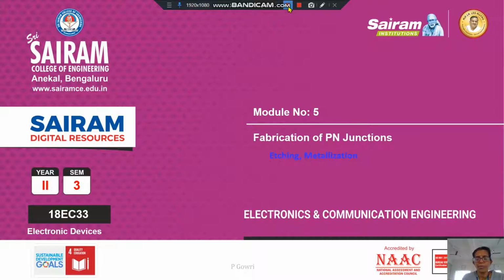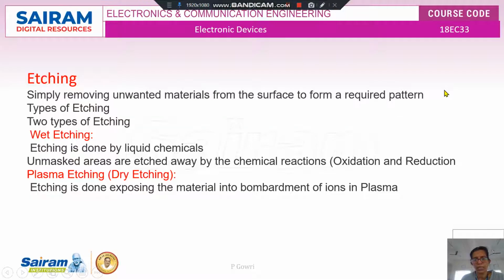So in the previous video in photolithography we have discussed a little bit about etching. So what is meant by etching? Etching is nothing but simply removing the unwanted material from the surface to form a required pattern. That is, when I have a wafer which is coated with silicon dioxide, I need a certain part of it to be open, such that I can make a diffusion or an ion implantation process so that I can change the electrical property of the material.